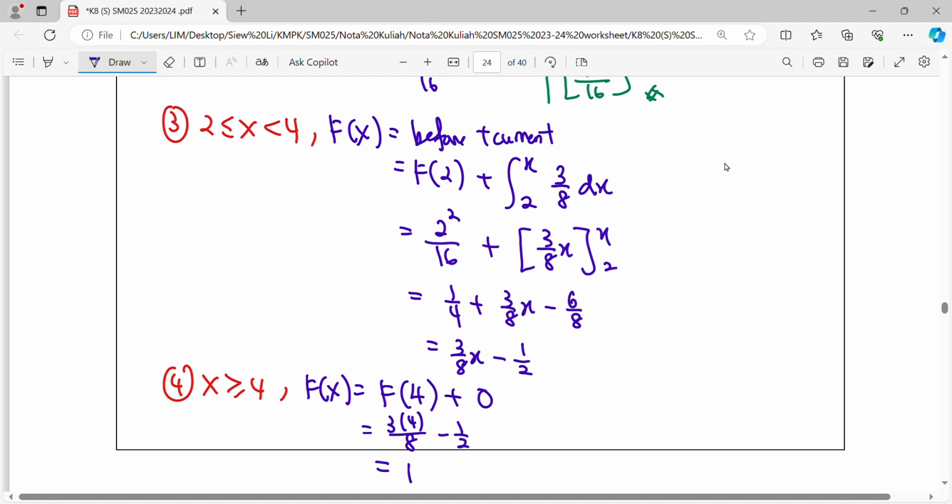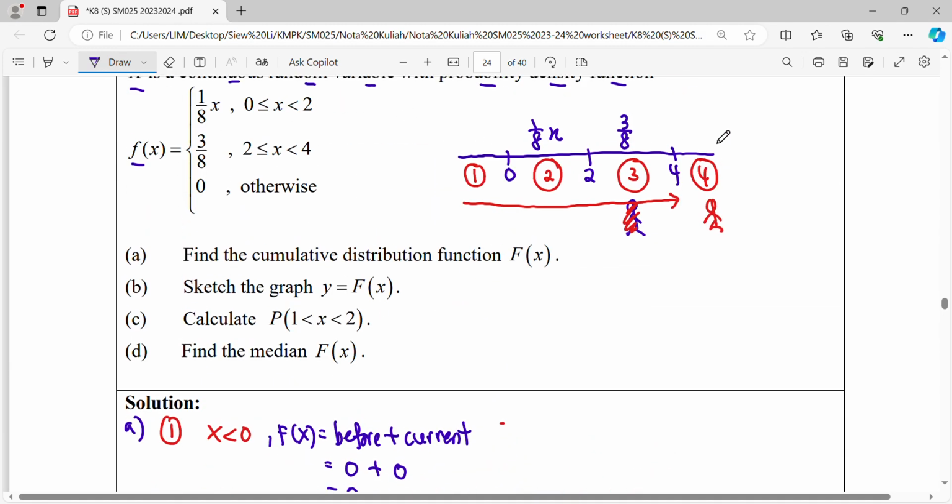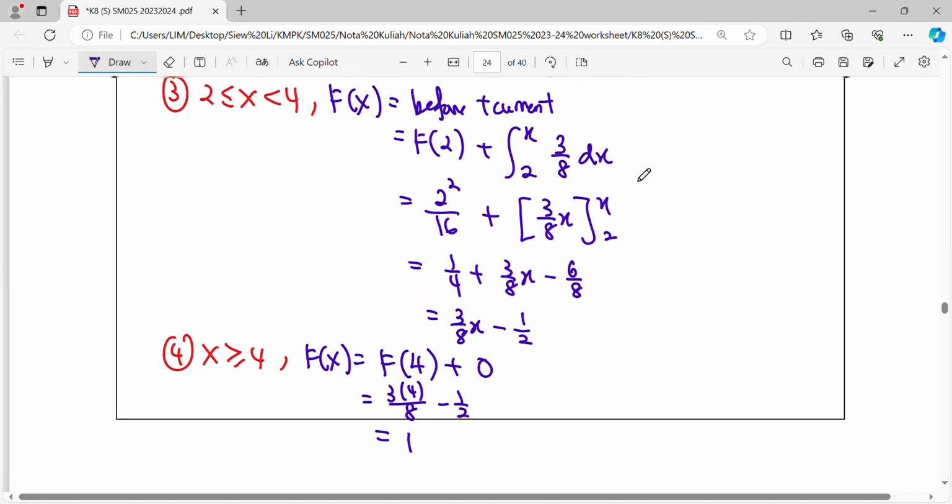If you didn't get 1, then something is wrong. After you accumulate all the probability, the maximum you can get is 1. So we accumulated until the end of the interval already, so for sure we must get 1. If you didn't get 1, something is wrong in the working already. If you get more than 1, also something is wrong, because how can probability be more than 1? Done. Okay, so this is just the working.